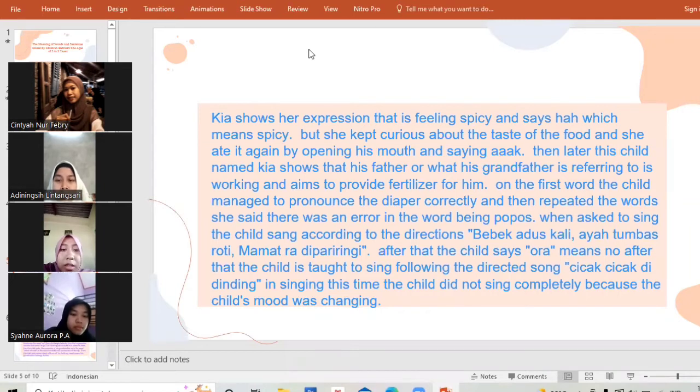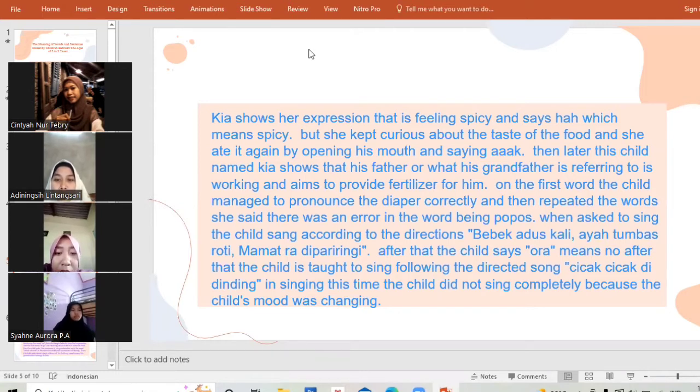Kia showed an expression that she was feeling spicy and shy, which means spicy, but she stayed curious about the taste of the food and ate it again, opening her mouth and saying something. Then later this child named Kia saw that her father, or what her grandfather is referring to, is working and aimed to profit fertilizer for him.